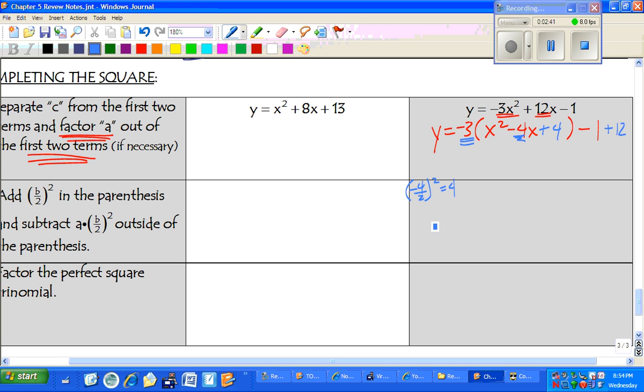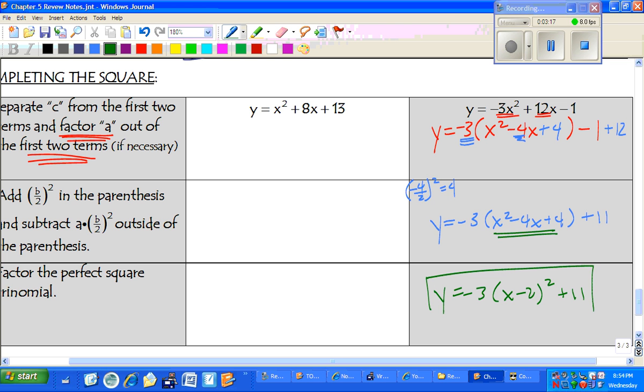Right? So that's what we've got here. We've got y equals negative 3 times x squared minus 4x plus 4, and then at the end, we end up with plus 11. Now, the last part is to factor. Now that we've completed the square, we've got a perfect square trinomial that can be factored. Right, remember, this is going to be x minus 2 times x minus 2. It's always half of this middle term. But the easier way to write that is just x minus 2 squared plus 11.